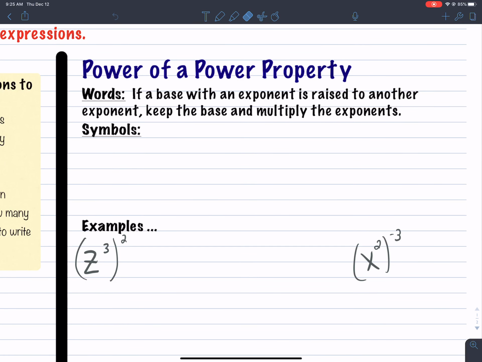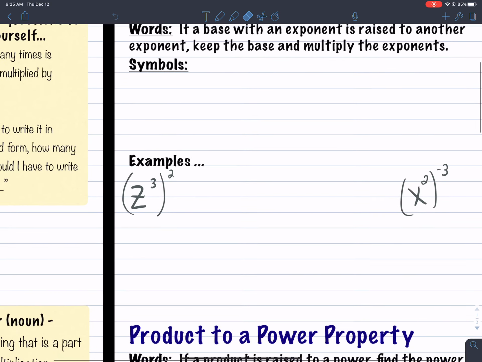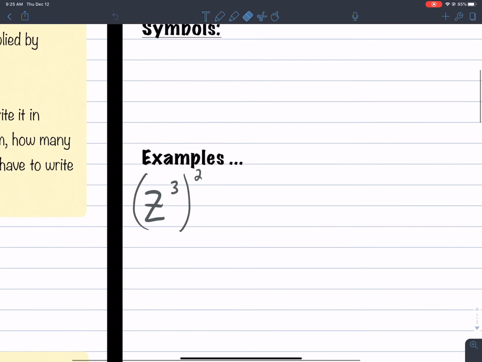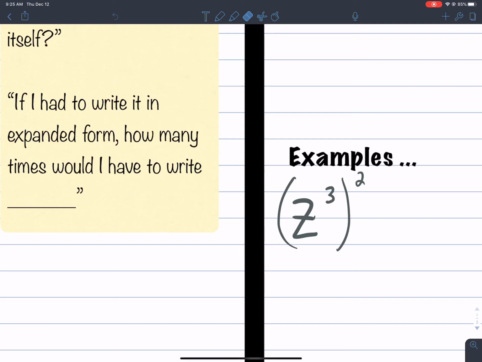So this one says in words, if we see a base with an exponent that is raised to another exponent, we'd keep the base the same and then multiply the exponents. So let's see how that works down here. And before we use the rule, I'm always an advocate of making sure we know that if we forgot the rule, we could always expand it and ask ourselves, if I had to write everything out, how many times would I write that base of z?